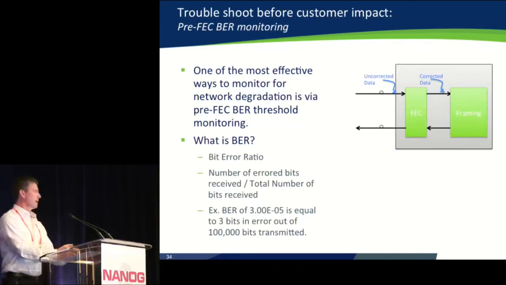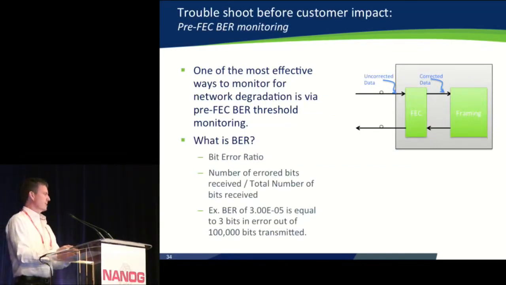One other area that's useful for debugging degradation of the fiber network is using a pre-FEC bit error ratio. If you're familiar with FEC, it's forward error correction, which is an algorithm used to actually correct errors in your data. And if you can monitor the errors that are happening before the fact, you can get in front of problems before they actually affect customer data.